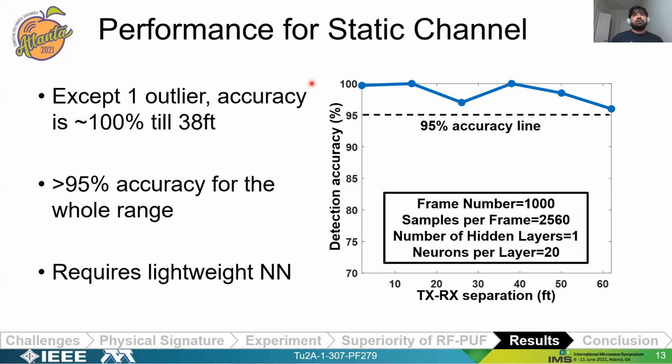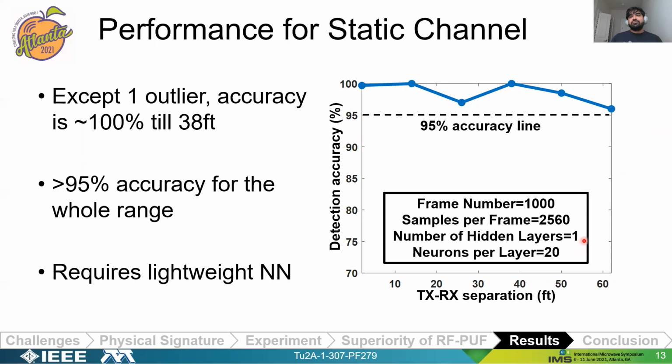So first we'll show the accuracy of RF-PUF for static channel. So we have shown our accuracy with respect to transmitter receiver separation. As you can see here, the accuracy is around 100% up to 38 feet, except one outlier here at 26. This outlier at 26 is consistently available in all the figures, as you will see next. So we suspect that it might be something from the data, but nonetheless, we have 100% accuracy up to 38 feet and more than 95% accuracy in the whole range. So 2 feet all the way up to 62 feet.